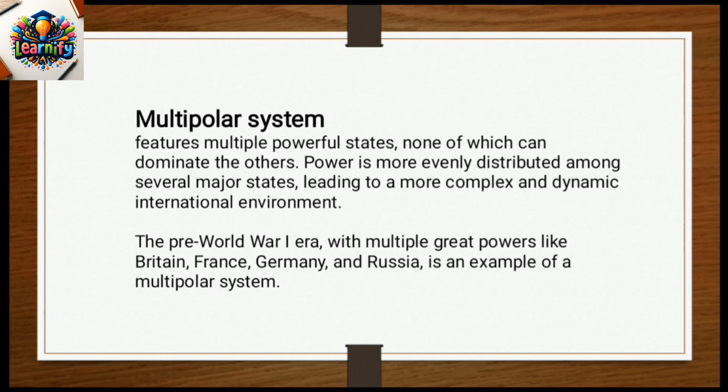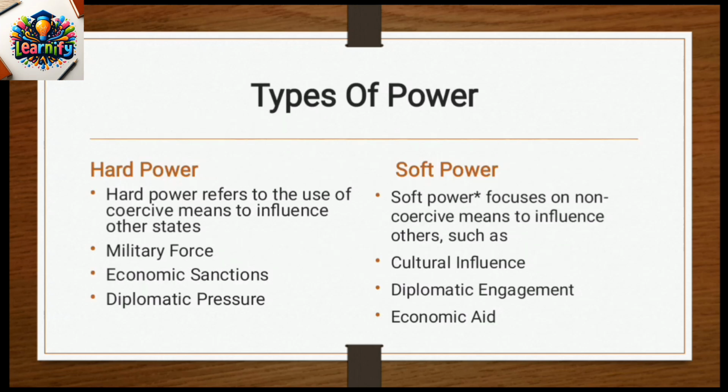Power is more evenly distributed among several major states, leading to a more complex and dynamic international environment. The pre-World War I era with multiple great powers like Britain, France, Germany, and Russia is an example of a multipolar system. Types of powers: hard power, soft power. Hard power: military force, economic sanctions, and diplomatic pressure. Soft power: influence, diplomatic engagement, and economic aid.